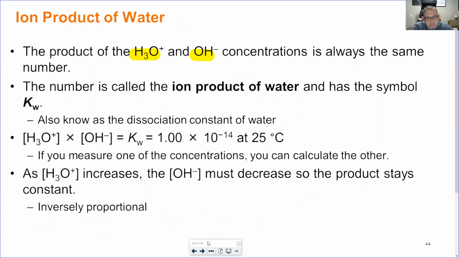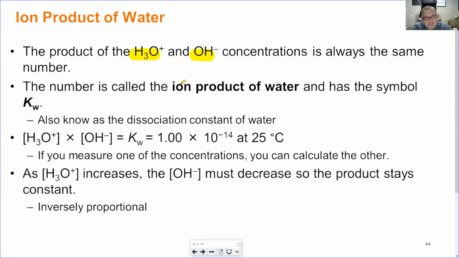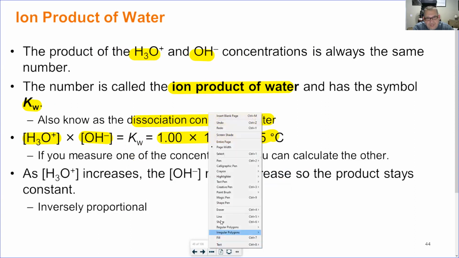We call this product the ion product of water, and it has the symbol Kw. It's also called the dissociation constant of water. It's simply equal to the concentration of the hydrogen ion or the hydronium times the hydroxide, and it has a value of 1 times 10 to the minus 14th at 25 degrees. Knowing this relationship allows us to do something useful: if I know one concentration, either the H plus or the OH minus, I can always determine what the other one is.